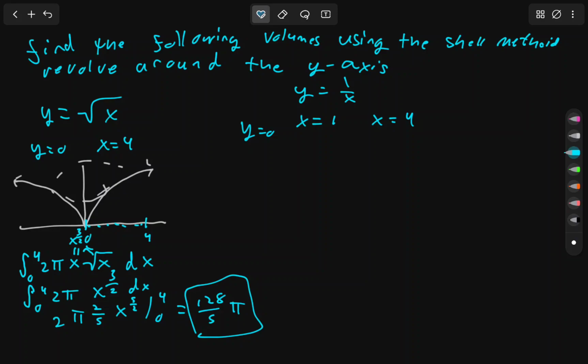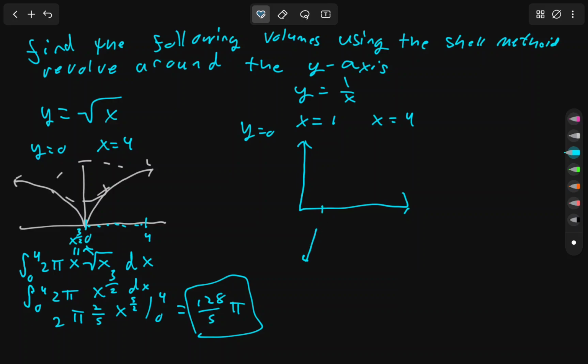Now we want to find the volume of the shape formed by revolving 1 over x around the y-axis. We once again are being bounded by y equal to 0, x equal to 1, and x equal to 4. So what this is going to look like is we have our logarithm curve here.